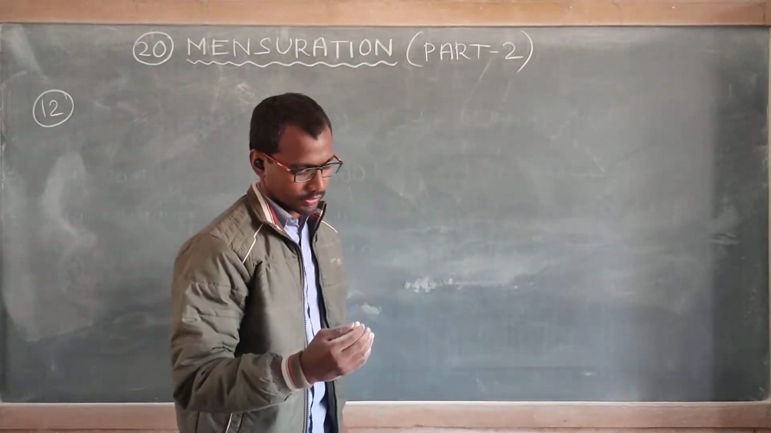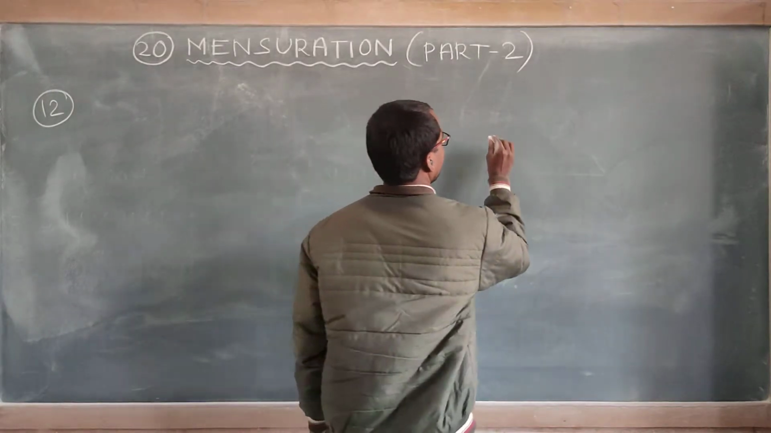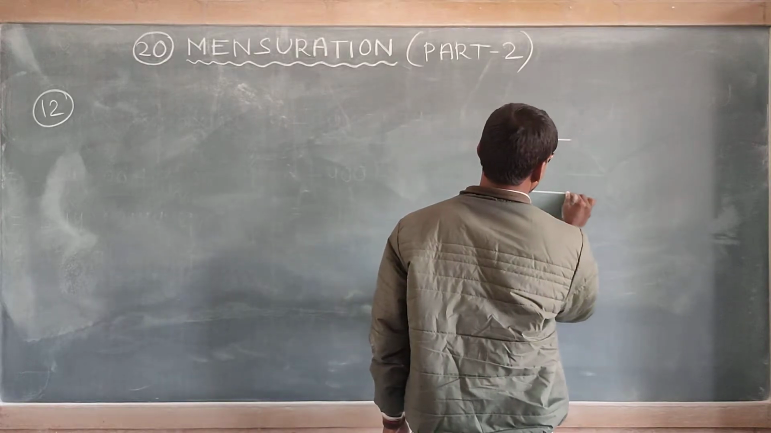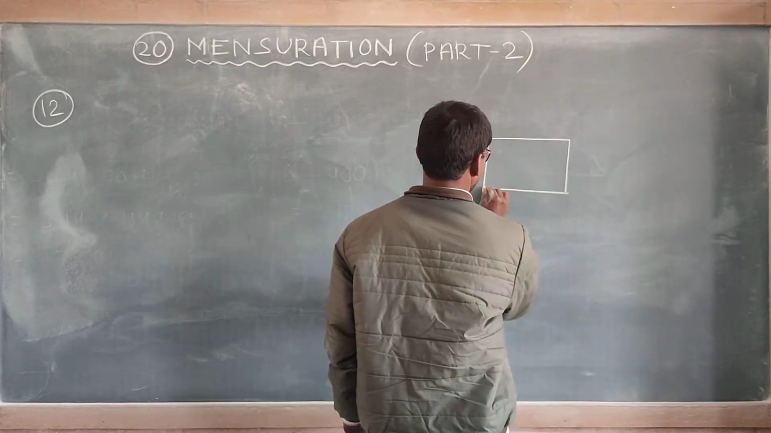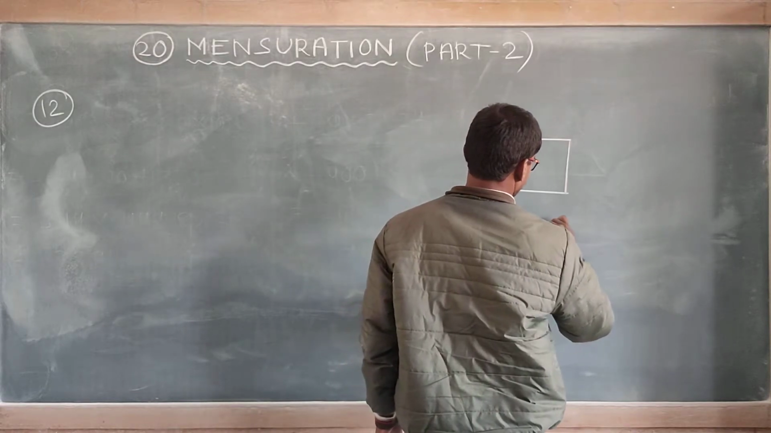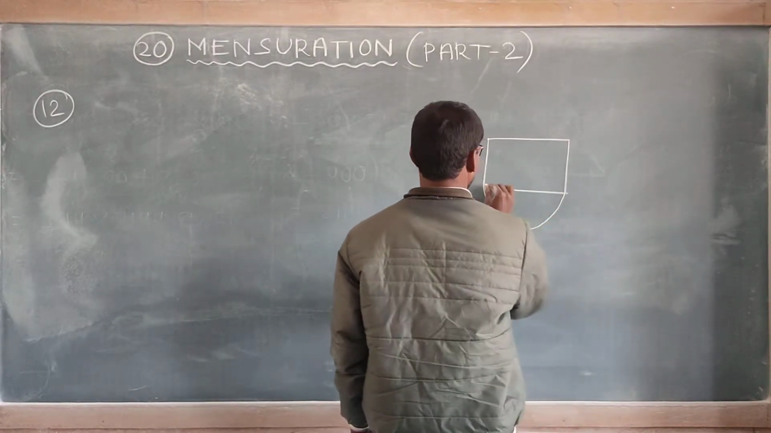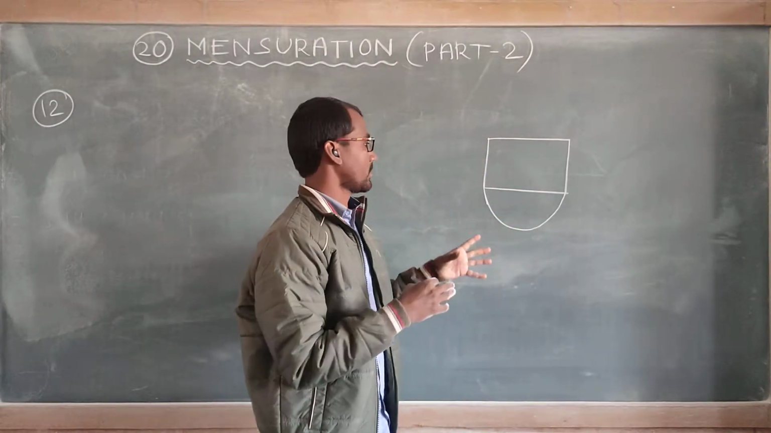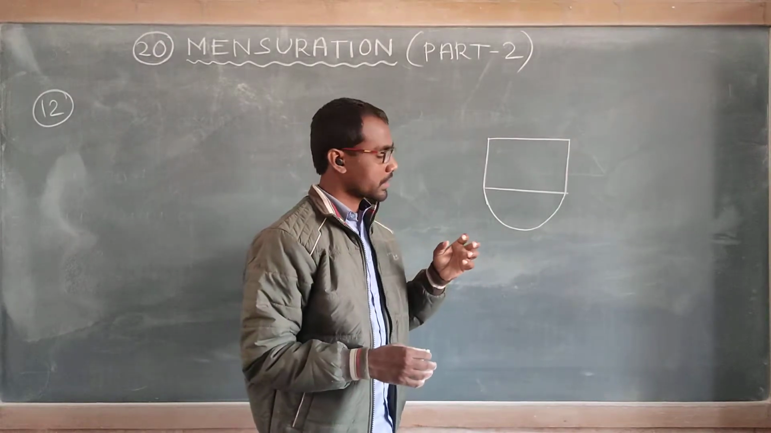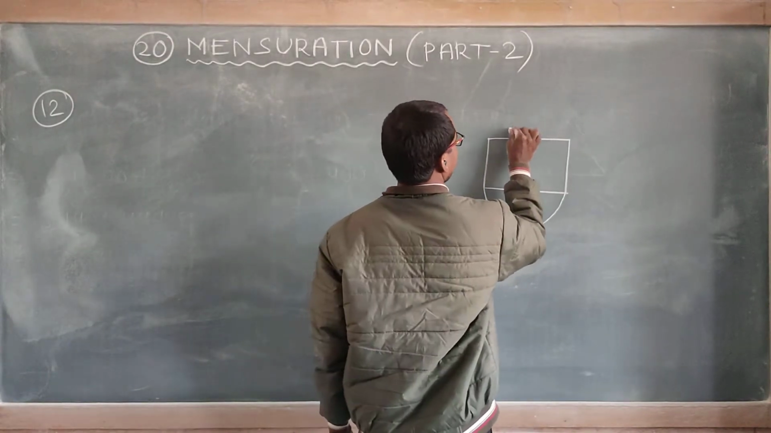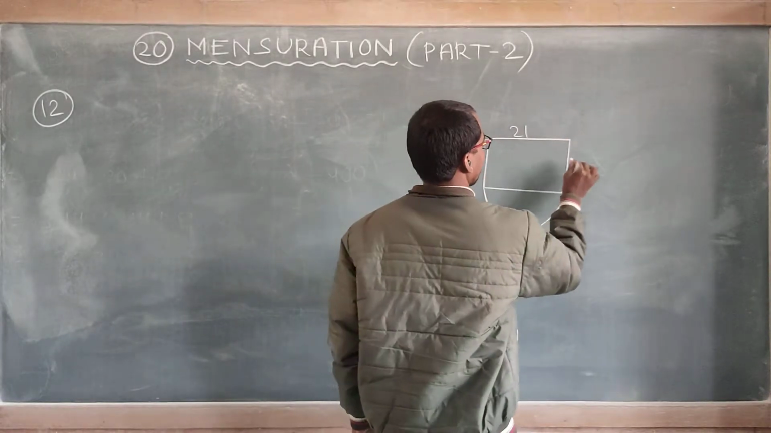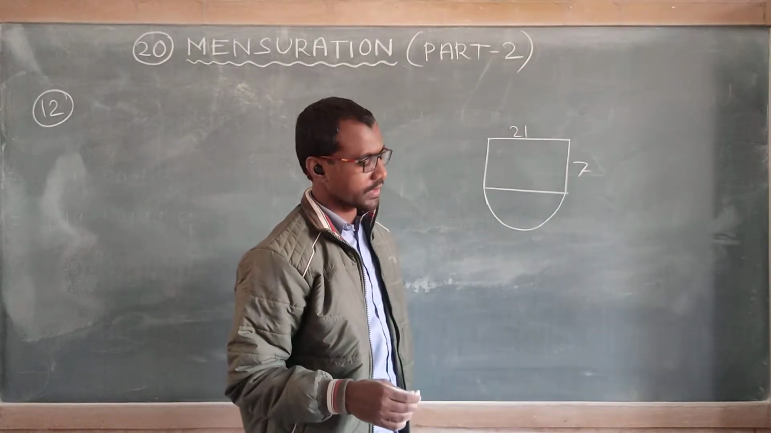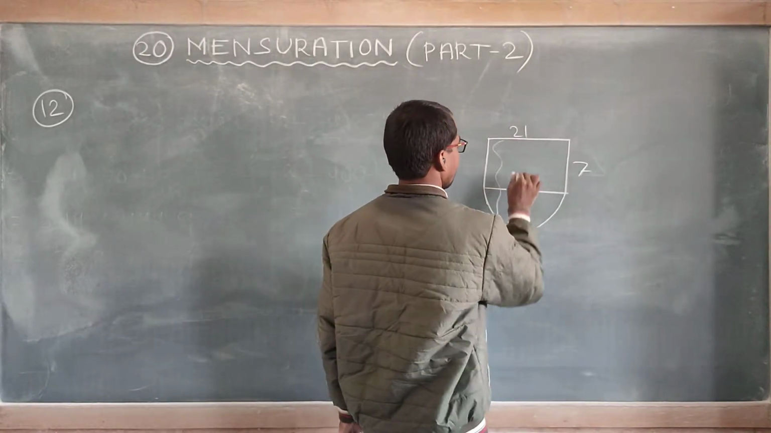The diagram is given. The cross section has been given. The cross section is like this. Now water is flowing through this channel, the cross section of a channel. This is 21 cm and this is 7 cm. Assuming that the channel is always full, means water is always full.